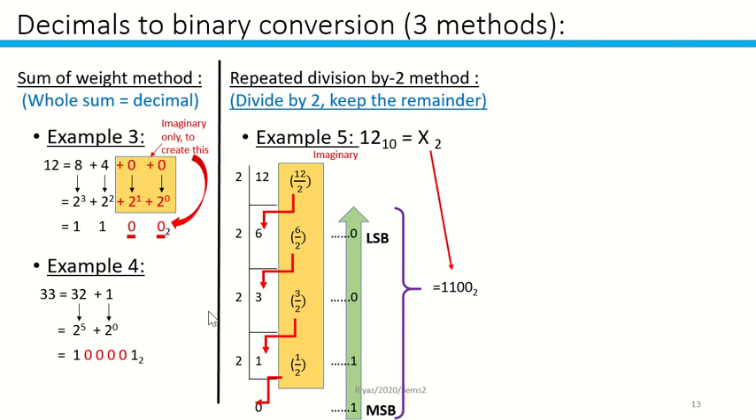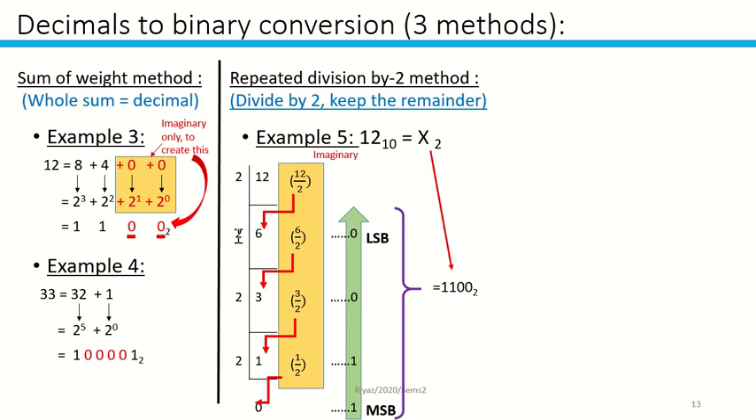The second method is the repeated division by 2 method. This is where you just divide by 2 and keep the remainder. For example, you have 12 to the base of 10 and have to convert to binary. So 12 divided by 2 is 6, and you don't have any remainder, that's why you put a 0 over here.